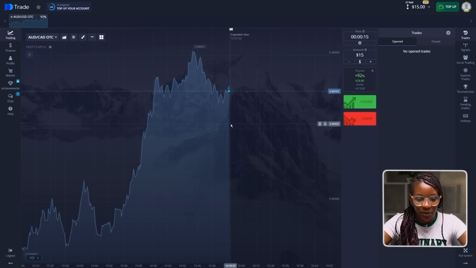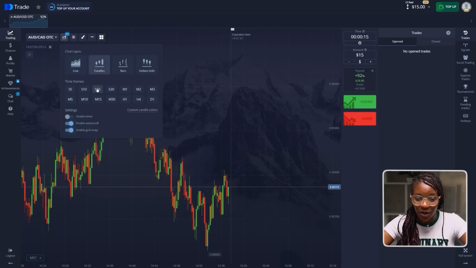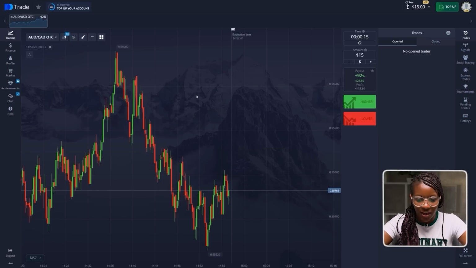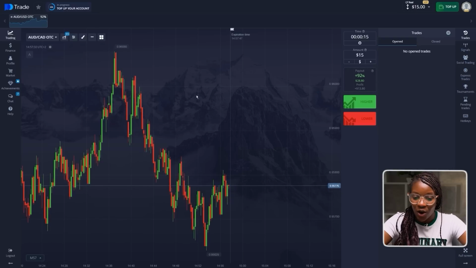Firstly, we have to display the graph so we will have a more readable and comfortable view. Click here, select candles, select the time frame for 15 seconds, then choose two indicators that will help us in trading today, with which we'll trade and make a profit.